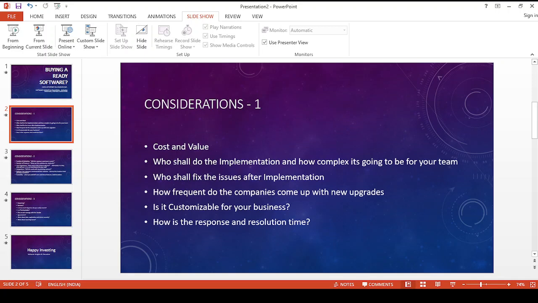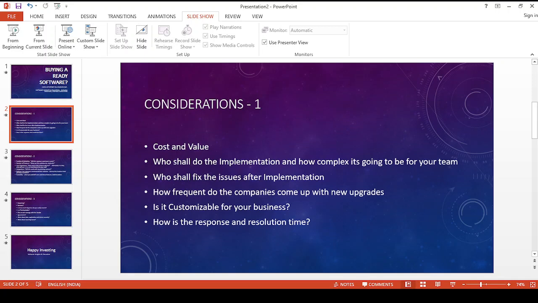Then the next point would be, is the software customizable for your business? Because every standard software that comes to the market cannot match your business process. Your business has been established based on certain processes that you have been carrying, and the software needs to be easily customizable for your business. Then what is the response and resolution time?